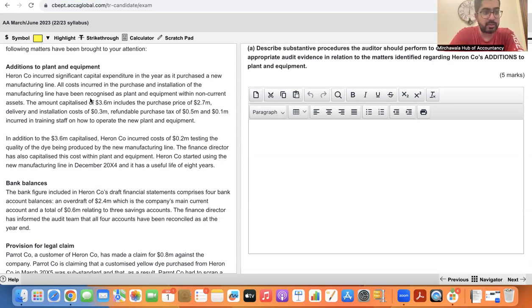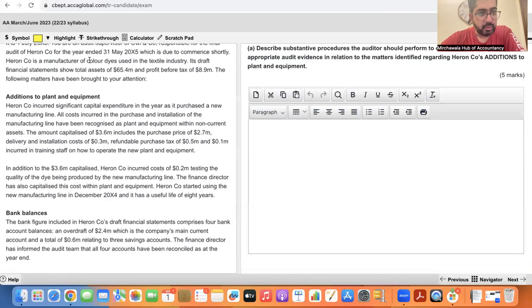In addition to the 3.6 million capitalized, Heron incurred costs of 0.2 million testing the quality of dye being produced by the new manufacturing line. The finance director has also capitalized this cost within plant and equipment. So the testing cost of 0.2 has also been included as plant and equipment. Heron started using the new manufacturing line in December 2004, and it has a useful life of 8 years. Year end is 31st May 2005, and you started using it in 2004, before year end.